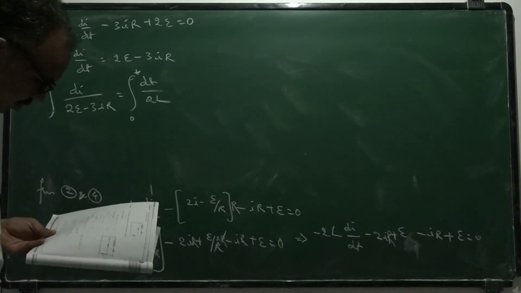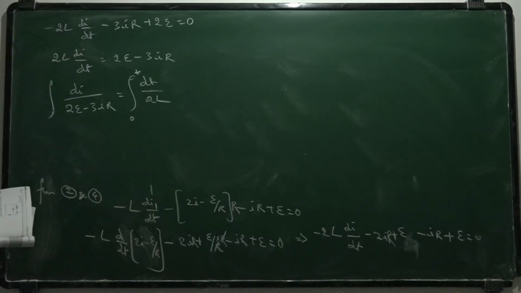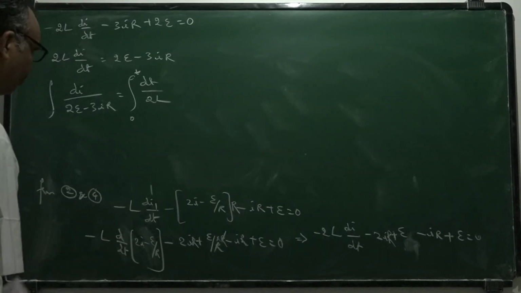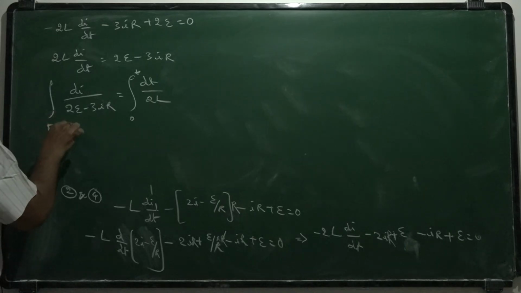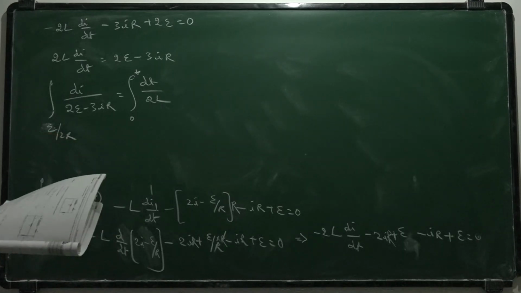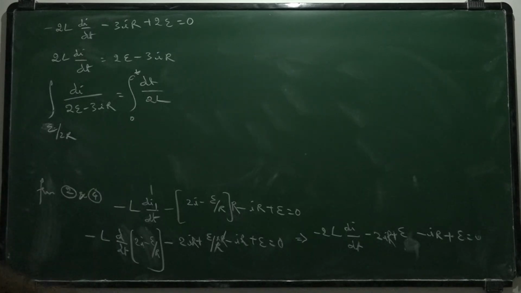At time t is equal to 0, what is the current? That is E by 2R. As per the circuit, we will get this value. After some time, the current value is I. In the beginning, when you close the key, inductor action will not be there. Only two resistors are there.